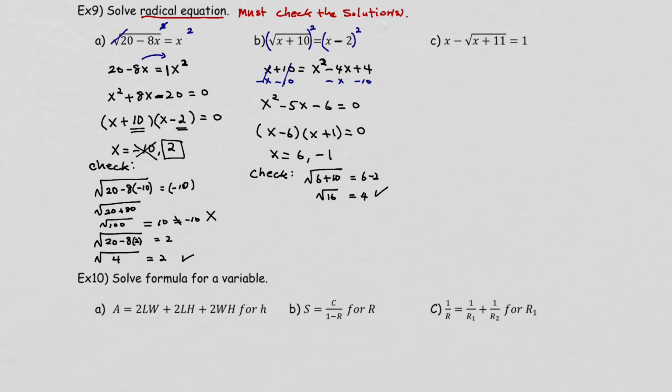What about negative 1? Can we keep negative 1? Negative 1 plus 10. And this is negative 1 minus 2. That gives you the square root of 9, which is 3. It's not negative 3. So that's something we cannot keep. So your solution x should be only 6, because negative 1 didn't work, right?